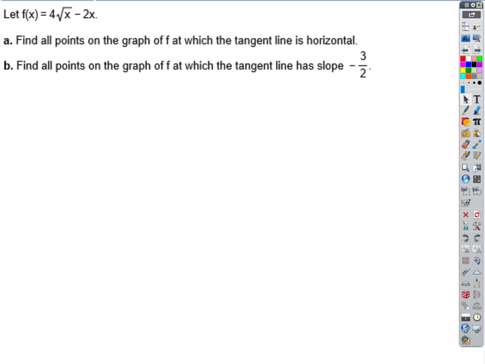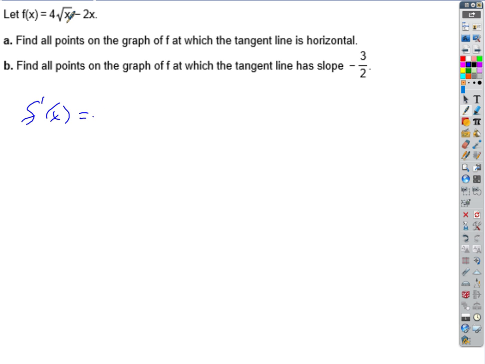Okay, here we go. So let's talk through some of these. Some of these we don't need to do, but let's at least talk strategies with them. So, I gave you a function, find all the points on the graph at which the tangent line is horizontal. What would I do? Okay, find f prime of x. Well, we'll do this real quick. So what is f prime of x? 2x to the negative 1/2.